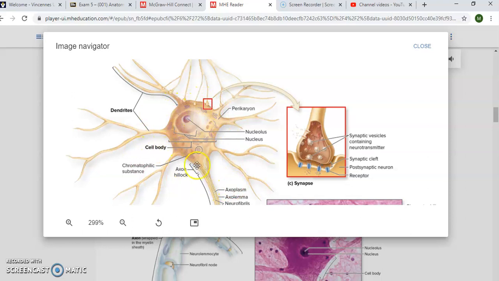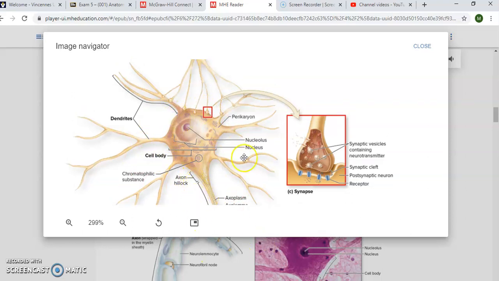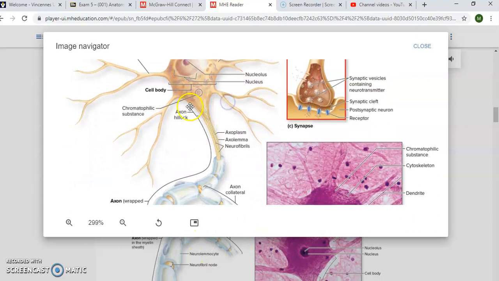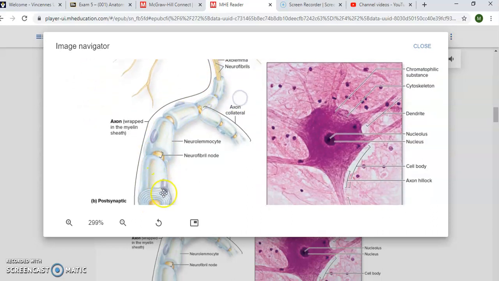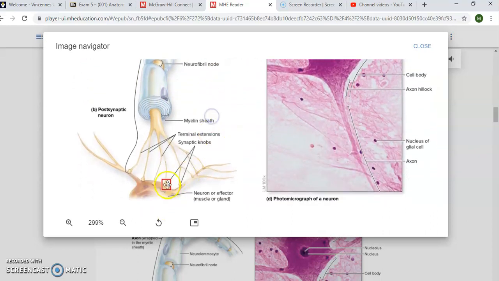You should know the cell body. And then you should know the axon hillock, because we'll talk about that when we start talking about the physiology of the neuron. So that's kind of the beginning of the axon here. And then, of course, the axon, which is the longest process, goes down here. And then also the axon terminals. Again, the textbook will call them synaptic knobs, synaptic bulbs. There's a bunch of names for them, and I apologize, but I like to just call them axon terminals.